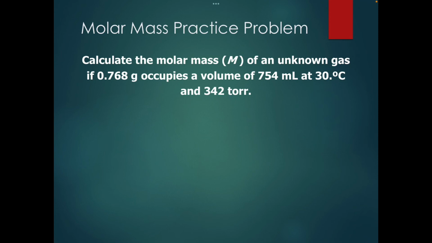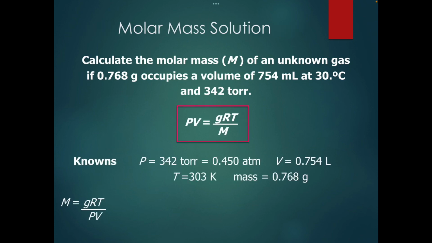Alrighty, let's go ahead and try this out. So again, we're calculating the molar mass just like the previous problem. So the first thing I would recommend, figure out all of our variables. So there they are. We have our pressure as 342 torr. Again, to convert torr to atmospheres, we divide by 760. So there we get 0.450 atmospheres.